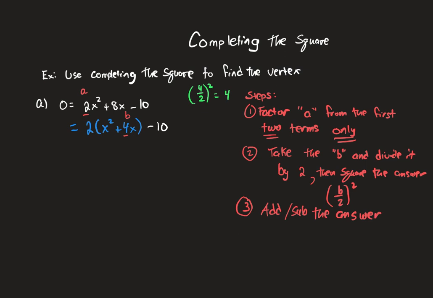Because as the term says, we're trying to complete the square. We're trying to turn this into a perfect square. So we're still writing the x squared plus 4x, but now we're also writing plus 4 and minus 4. We're adding and subtracting that. And again, we're still not touching the minus 10.